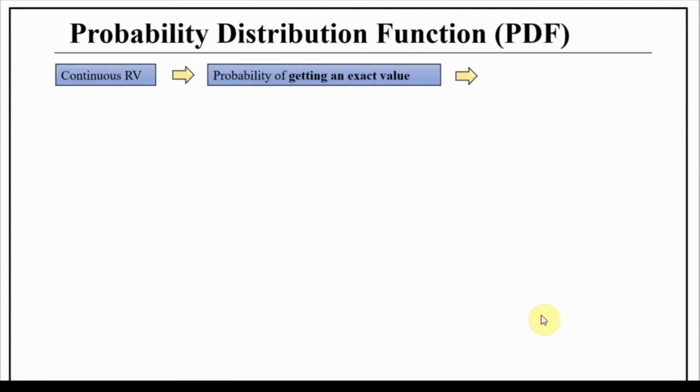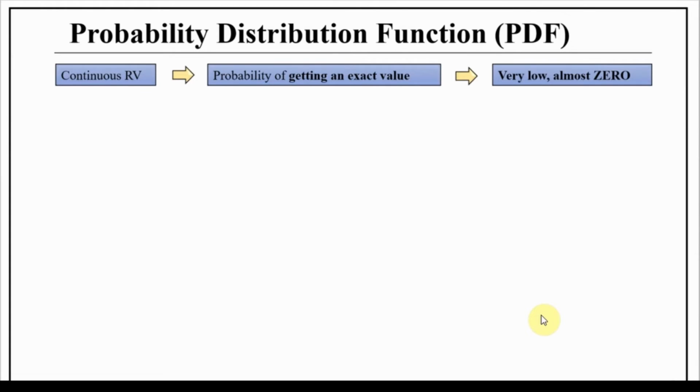Suppose we want to find the probability of an employee's commute time being exactly equal to 30 minutes, not 30.1 minute nor 29.9 minutes. So what do you think is the answer? The answer is the probability will be very low, which is almost equal to 0.